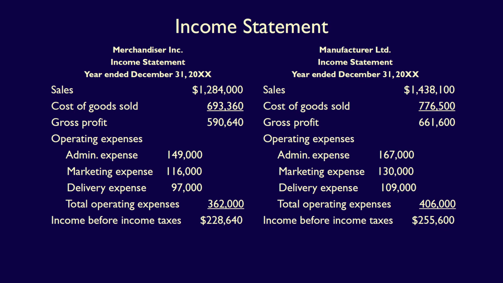On the left, you can see an income statement for a merchandiser, and on the right, the manufacturer. Both start with the company name, the name of the statement, and the date, year ended December 31st, 20XX. Both start with sales revenue, and then deduct the cost of goods sold to determine gross profit. Next, the subheading operating expenses, under which they list administrative expense, marketing expense, and delivery expense, all the period costs which are expensed as incurred. This is followed by a subtotal called total operating expenses, and finally, income before income tax, also called operating income in management accounting. You can't see any differences between these two statements.